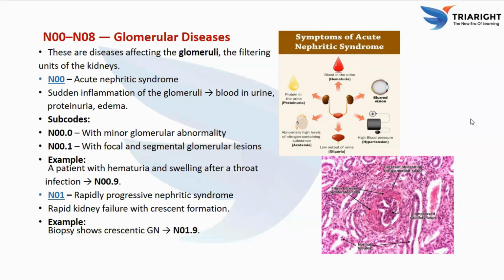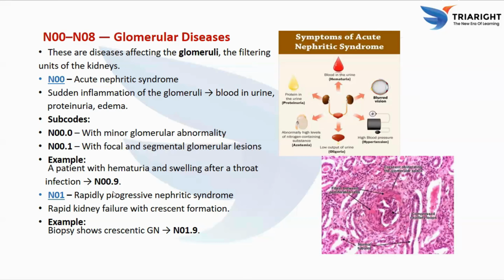Blood in the urine is called hematuria. You can see protein in the urine, which is called proteinuria, and blurred vision, high blood pressure, nothing but hypertension, low output of urine, and abnormally high levels of nitrogen containing substances. So these are all the symptoms of acute nephritic syndrome.